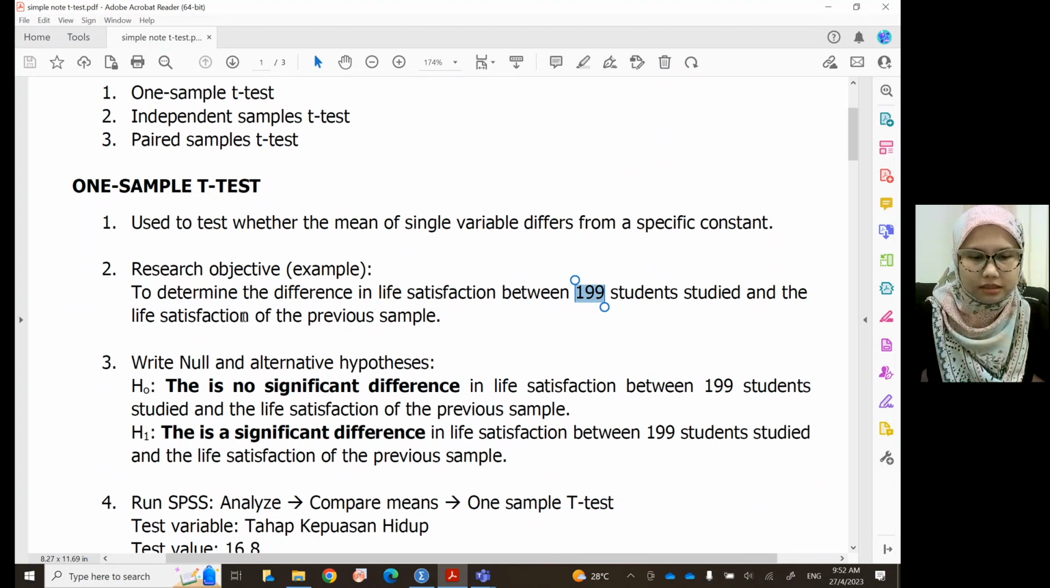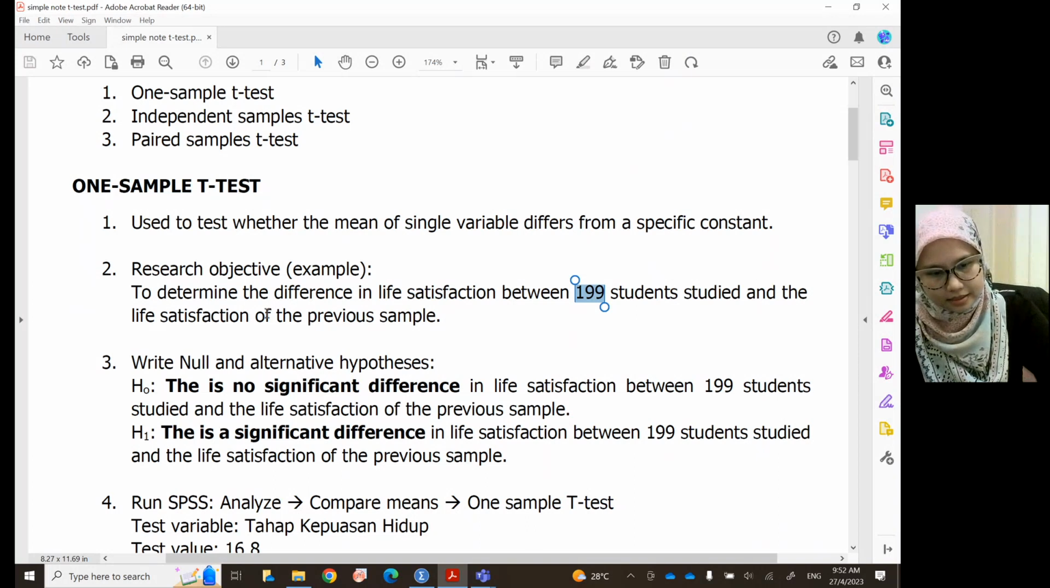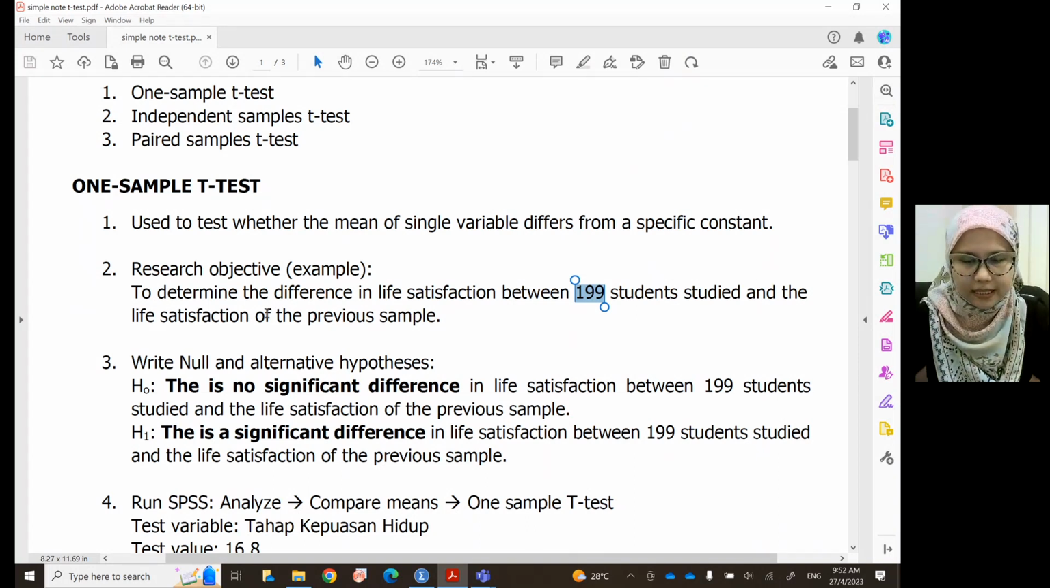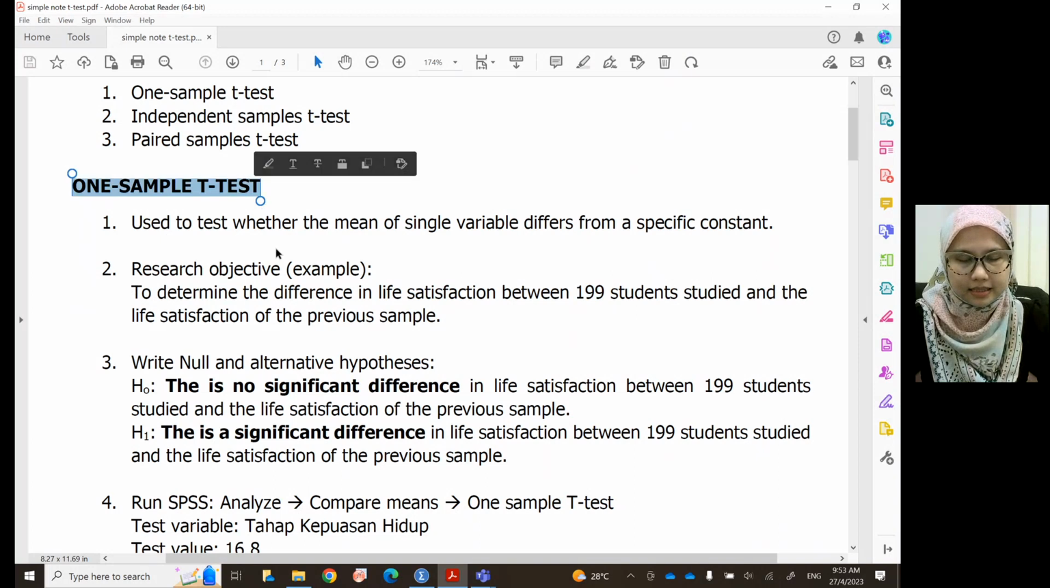So what you want to see is life satisfaction, the kepuasan hidup. This is in English, life satisfaction. So this is your research objective. In order for you to test or analyze, or to answer and prove this research objective, you need to do one sample t-test.